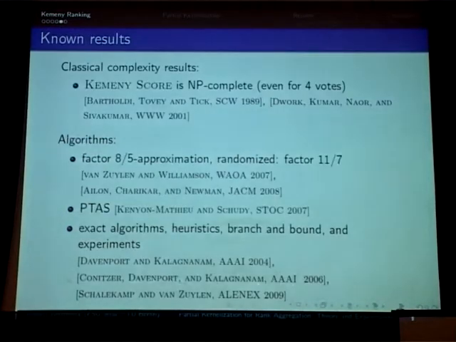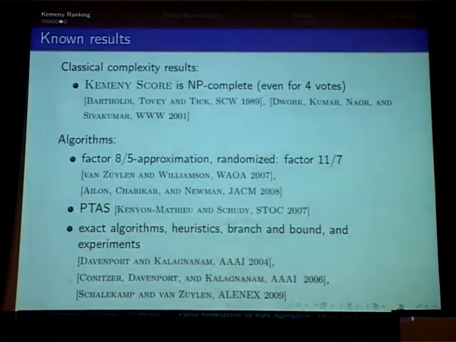So what is known about the Kemeny score problem? Kemeny score is NP-complete even if we have four votes. And there's much work done on this problem. For example, we know a factor 8/5 approximation and a randomized even factor 11/7. And there's also a polynomial time approximation scheme, but it's really impractical. The running time is, I do not remember exactly, but you cannot use this in practice. And there's also some work on exact algorithms, so heuristics, branch and bounds, and also experiments with this.